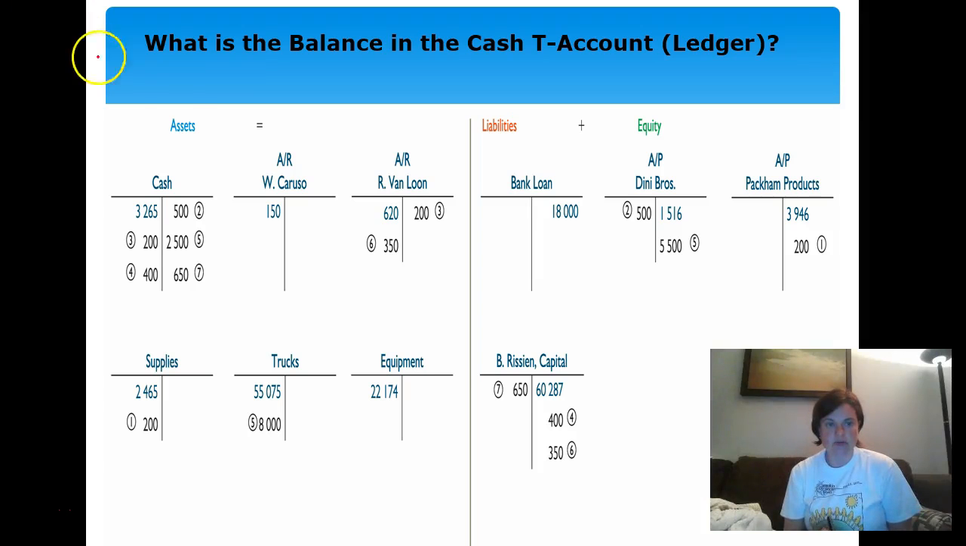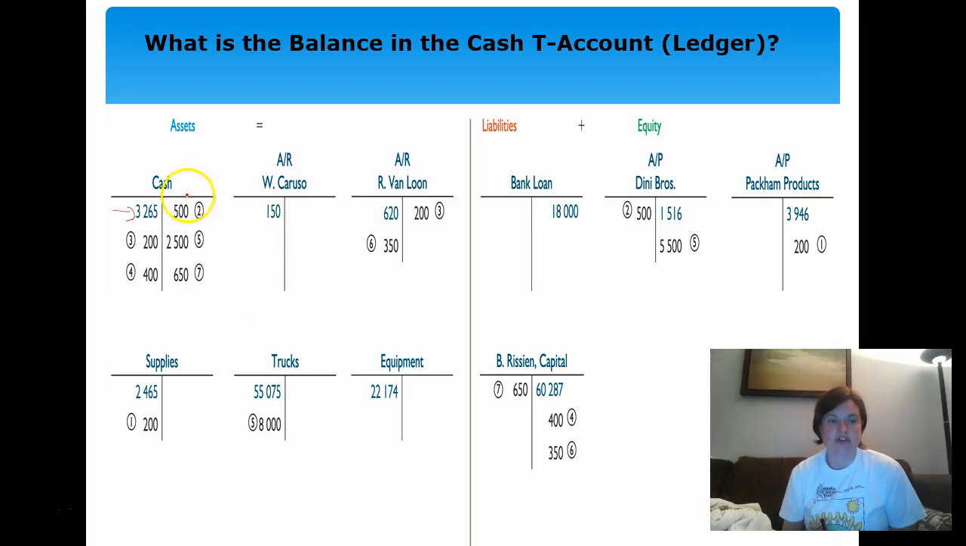Okay, so over here we have our cash, our opening balance is $3,265. And so all of the opening balances are in blue here. And then we have our transactions. Transaction number 1 was that we purchased some supplies. So we debited supplies and we credited our accounts payable here, which is Packham Products, because we didn't pay for the supplies right away. So that's that first transaction.